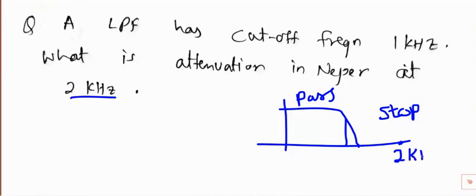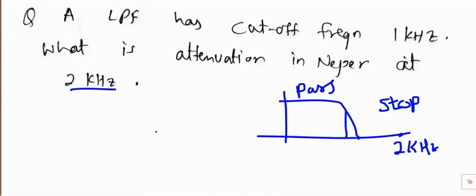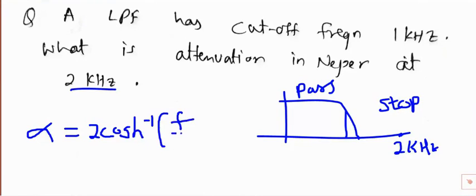So we have to use the formula. Now the answer will not be 0. Very good. Alpha equal to 2 cosh inverse f by fc. For low pass filter it is f by fc. For high pass filter it is fc by f.